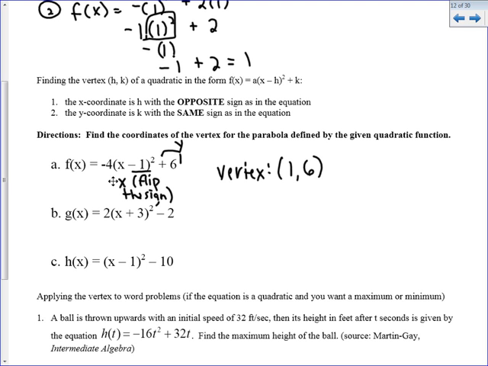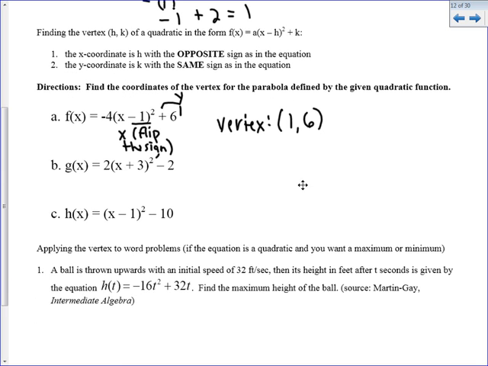But you can only do that if you have this format here. If you have ax squared plus bx plus c, you've got to go through the formula and all that mess. But if you have your binomial squared, you can find your vertex just by looking at it. So for b, if I want my vertex and it's in this format where you've got that binomial squared, for the x value, look at the number with x, but flip the sign.